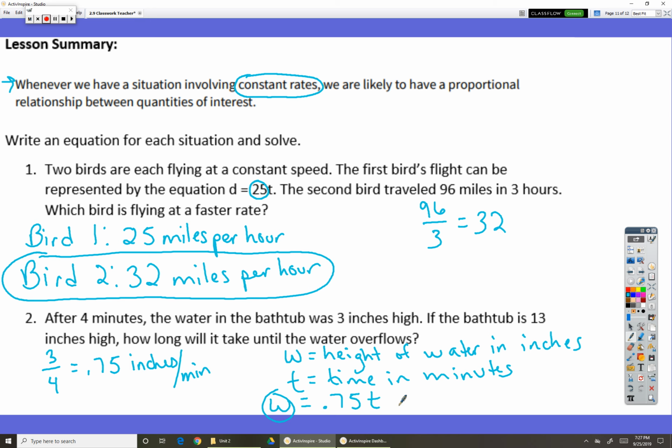So I'm going to rewrite this equation as 13 = 0.75T. In order to find what T is, I need to divide. So I need to take 13 divided by 0.75, and I get 17.33333, so 17.3 repeating. So it would take 17 1/3 minutes until the water would overflow.